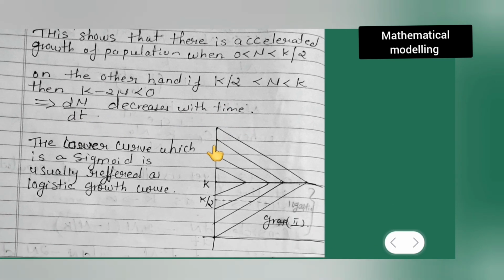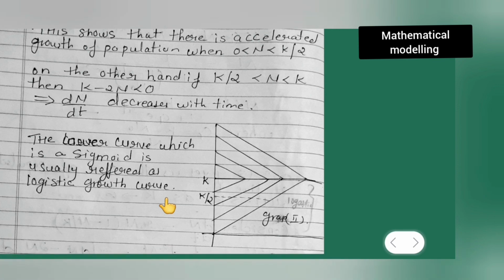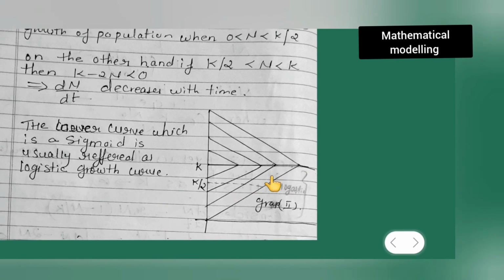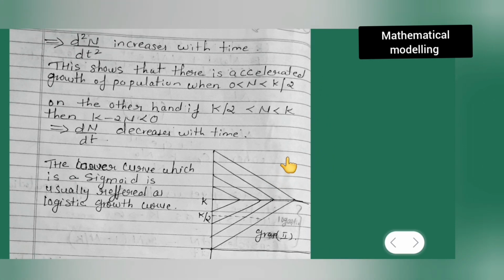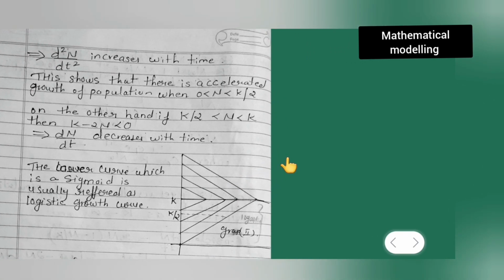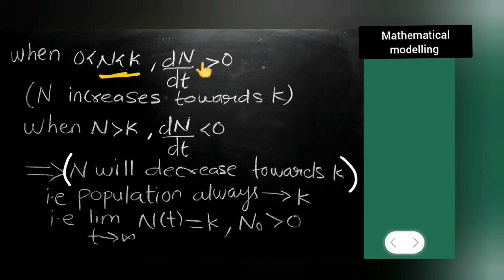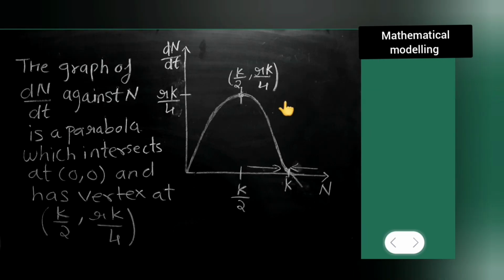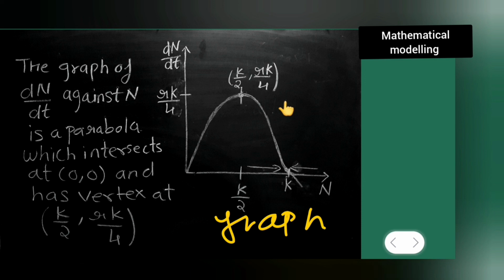Okay. So the lower curve, which is a sigmoid, is usually referred to as the logistic growth curve. You all can see this is graph 2 over here. And what I have explained before is graph 1, somewhere here it is. Here, this is your graph 1. Okay, this is your graph 1.